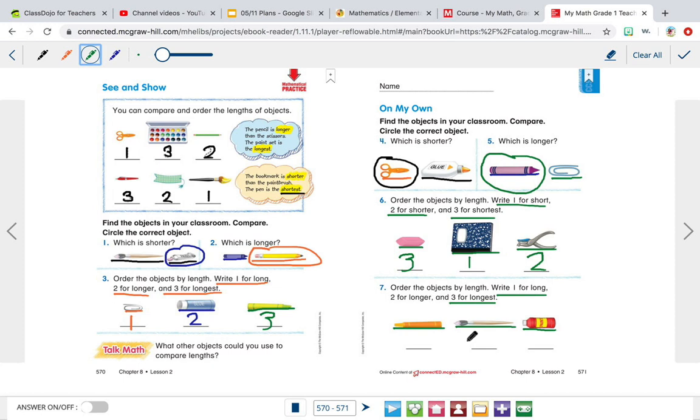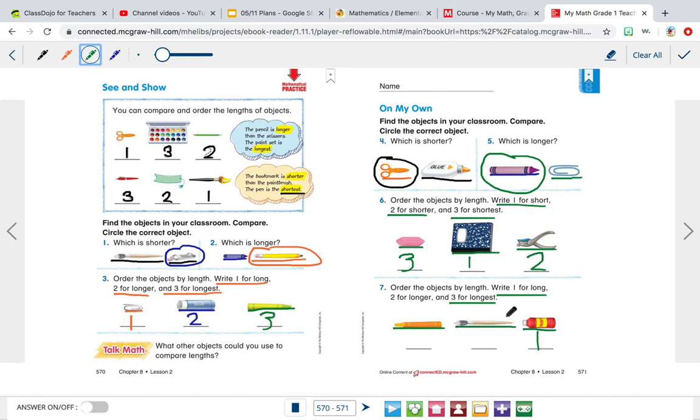Okay, I think that our paint bottle here is the shortest one. So 3 is the longest. That means 1 is the shortest. So I'm going to put a 1 right here because 1 means shortest, okay? Now 2 means in the middle, longer, and 3 means longest.